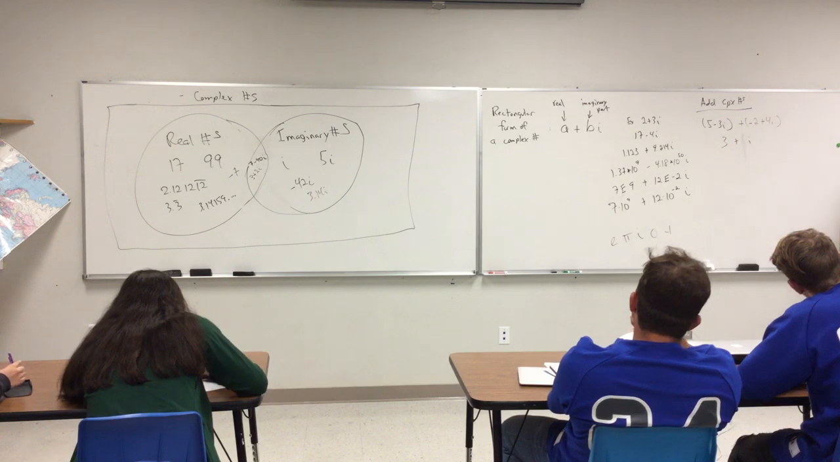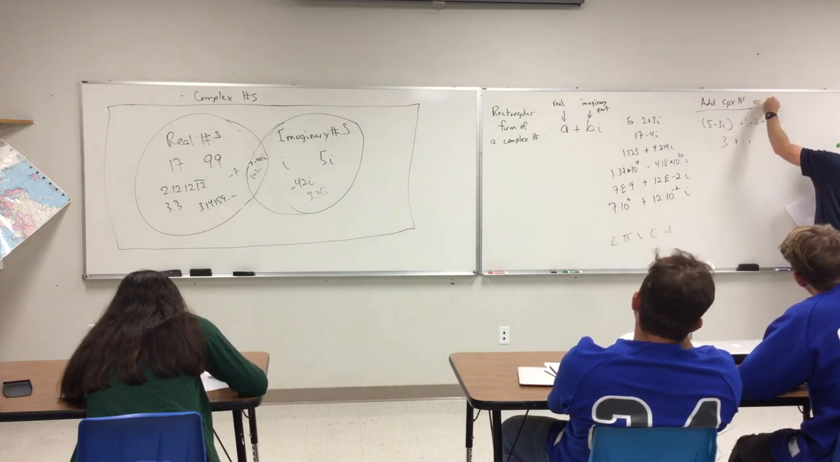3 plus i, there you go, that's it. That's how you add complex numbers. Add the real parts, or combine the real parts and combine the imaginary parts. I also say, or subtract.